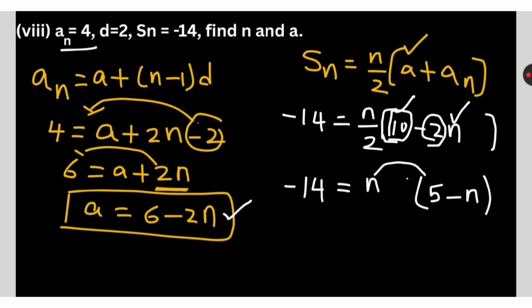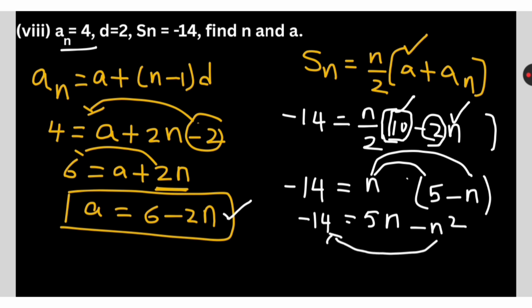If you open the bracket, it becomes 5n minus n times n, which is n power 2. If you send this minus n power 2 and plus 5n to the left hand side, the minus n power 2 becomes plus n power 2. The plus 5n becomes minus 5n, and already we have minus 14. So minus 14 is equal to 0. So finally we converted it into a quadratic equation. Let's try to find the roots of n.